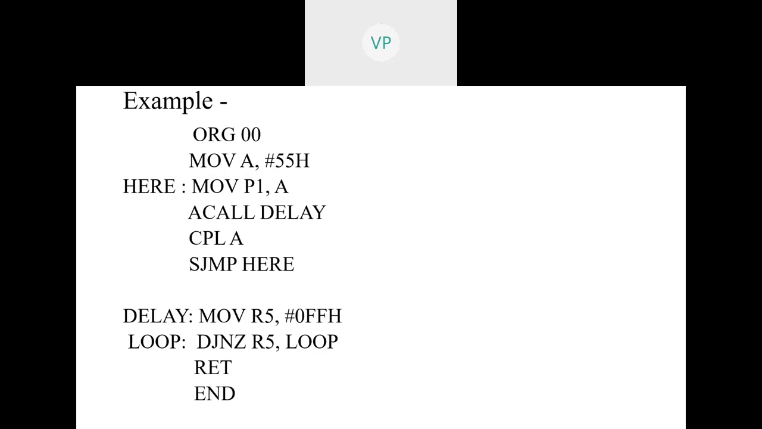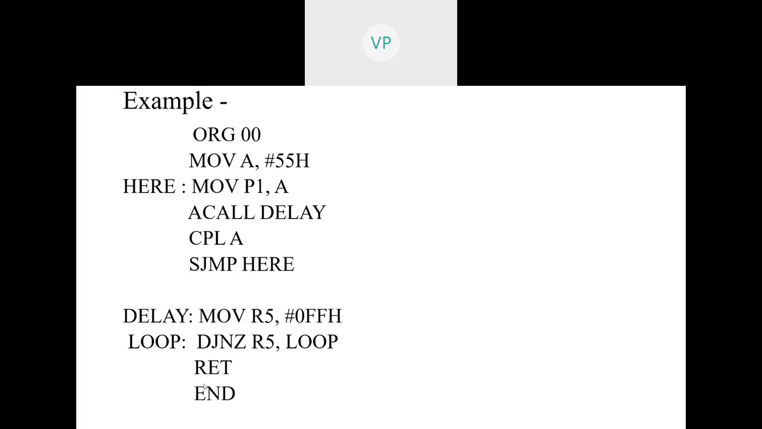How many times here? It is FF, which is 255 times. It will be executing 255 times; that is the delay we have. The time required to make the contents of R5 zero. This instruction will be executed 255 times. After that, R5 is equal to 0. Since it is equal to 0, it will come out of the loop, and now the subroutine will execute the RET instruction.